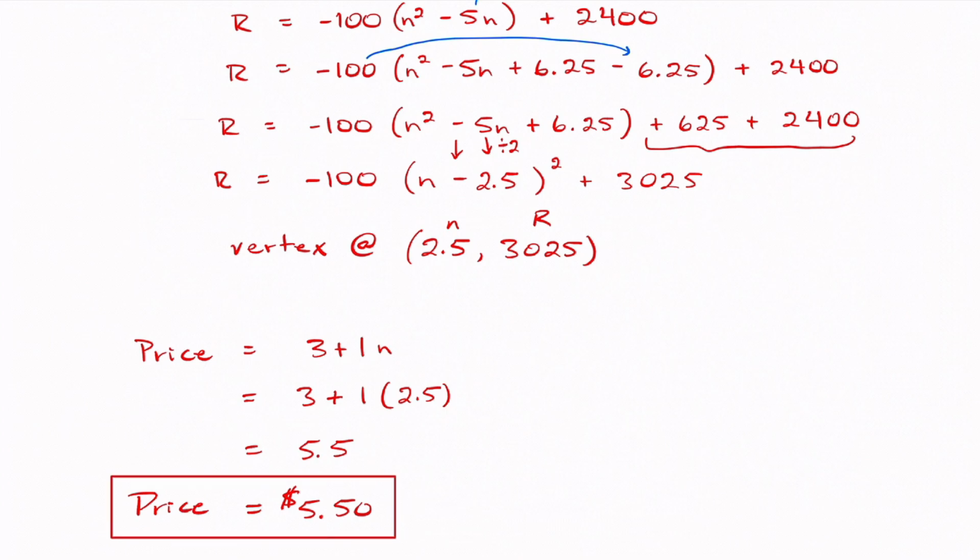And then our max revenue, we already said what that was. We just have to write it down. So our max revenue, the most amount of money we can make, was this number right here, $3,025.